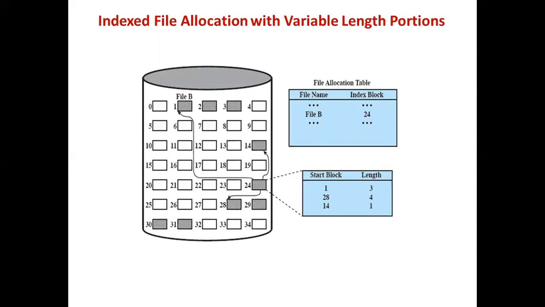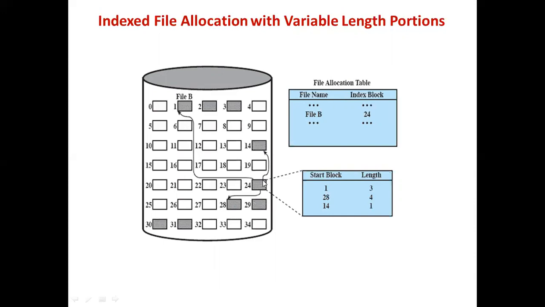See this diagram. This is indexed allocation with variable length portion. Here for file B, 3 set of blocks are allocated. These are called portions. First portion contains 3 blocks, that is block 1 to 3. Second portion contains 4 blocks, that is block 28 to 31. And the third portion contains only one block, that is 14th block.